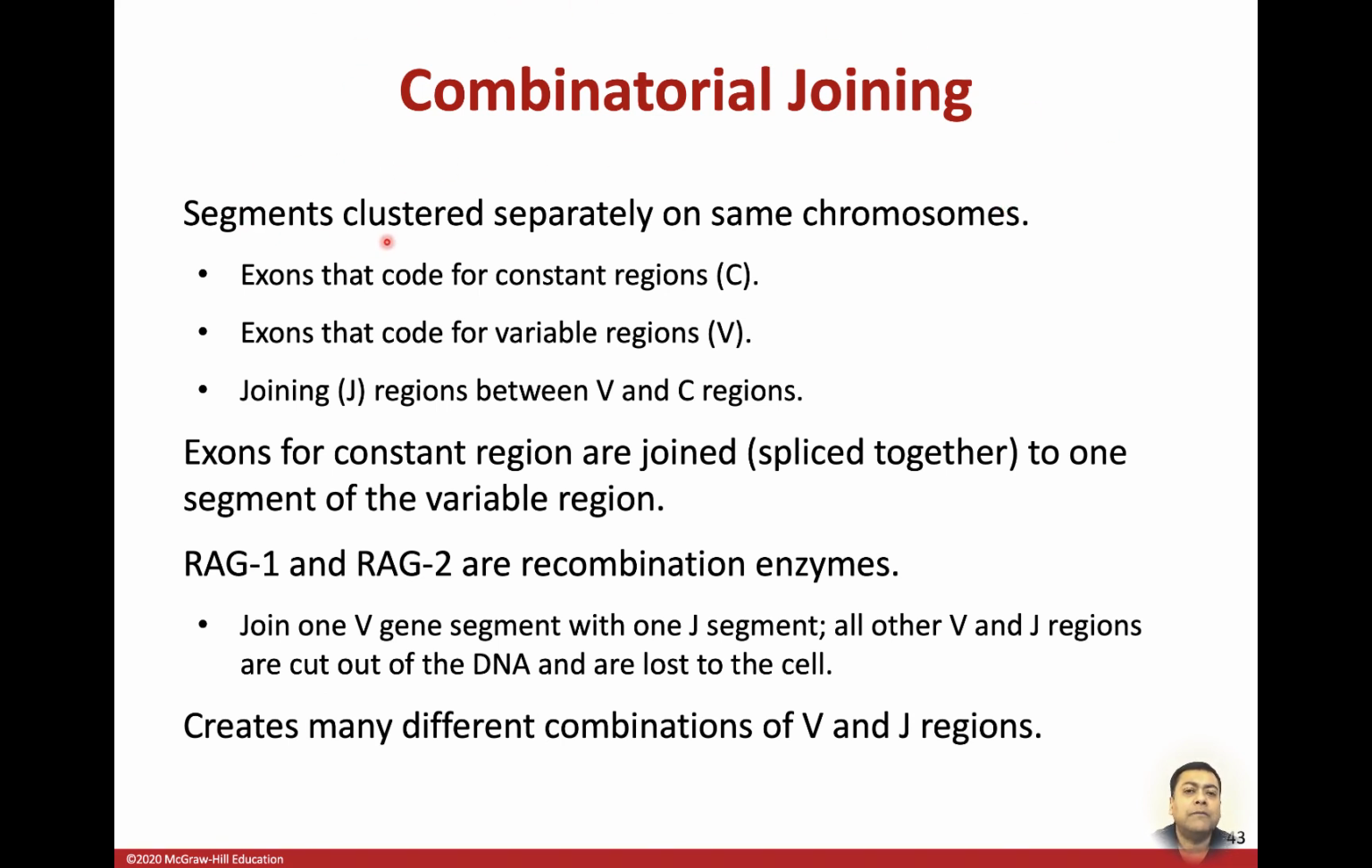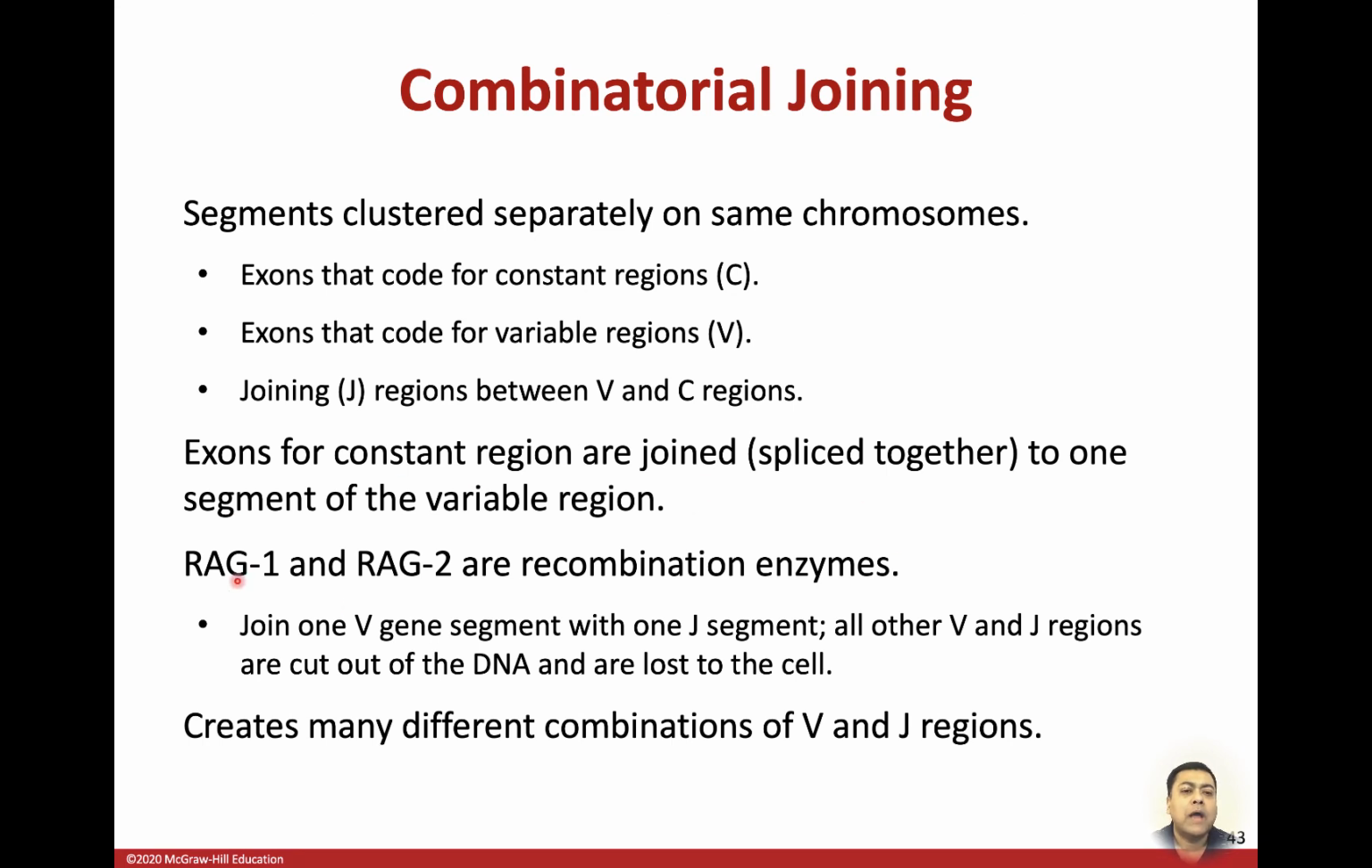The segments of different regions of these genes which make these antibodies are clustered separately on the same chromosomes. What are they? The exons that code for the constant region, so you have some constant region exons, exons that code for the variable region, and then the J region joining between the V and C region. So these are the exons, and in between these, there are all these different introns. That's the very important part. All the exons of the constant regions are joined, spliced together to one segment of the variable region.